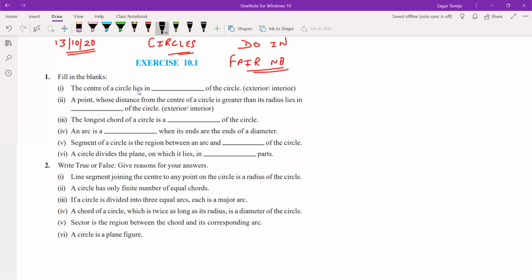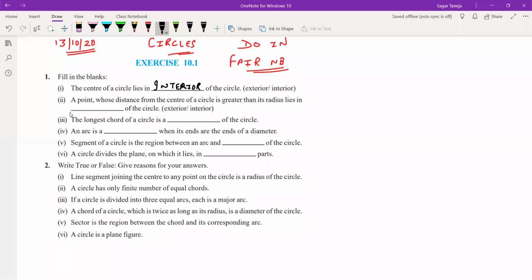The center of a circle lies in dash of the circle. The center of the circle obviously lies in the interior of the circle. Center lies in the interior. Okay. Next.